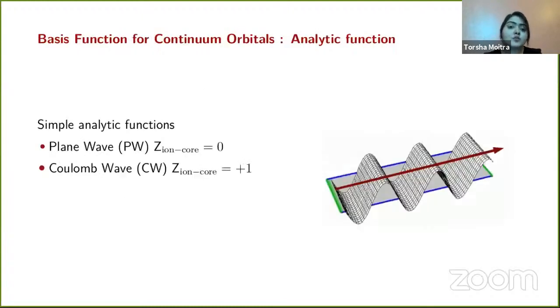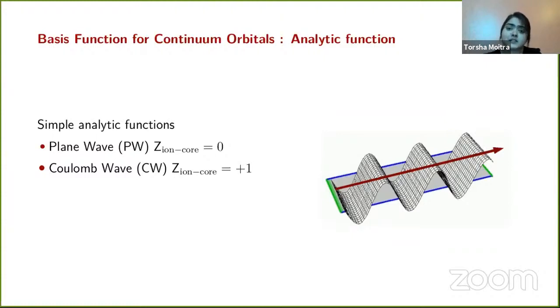Now I move on to the description of the continuum orbitals. And this is the tricky part. The description of the continuum orbitals requires a suitable basis function which will be capable of incorporating its distinct boundary conditions, as the continuum orbitals are infinitely oscillating functions.